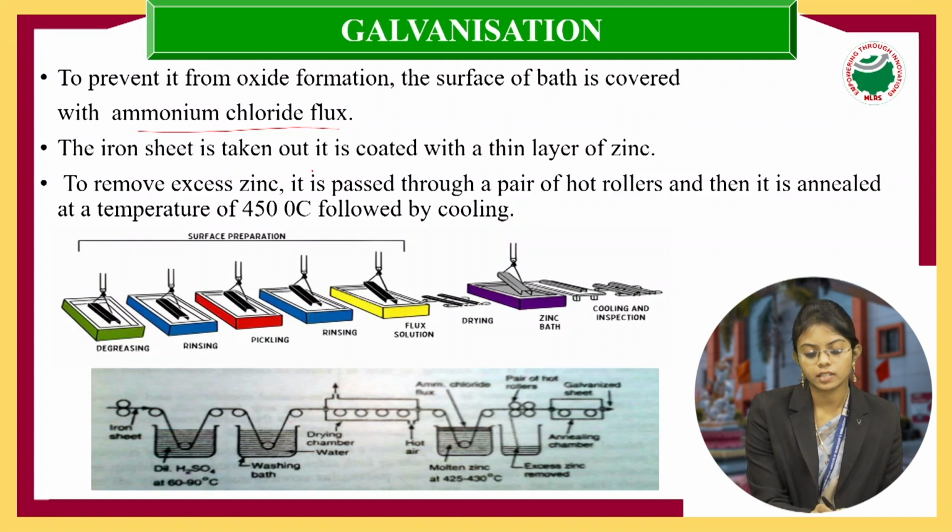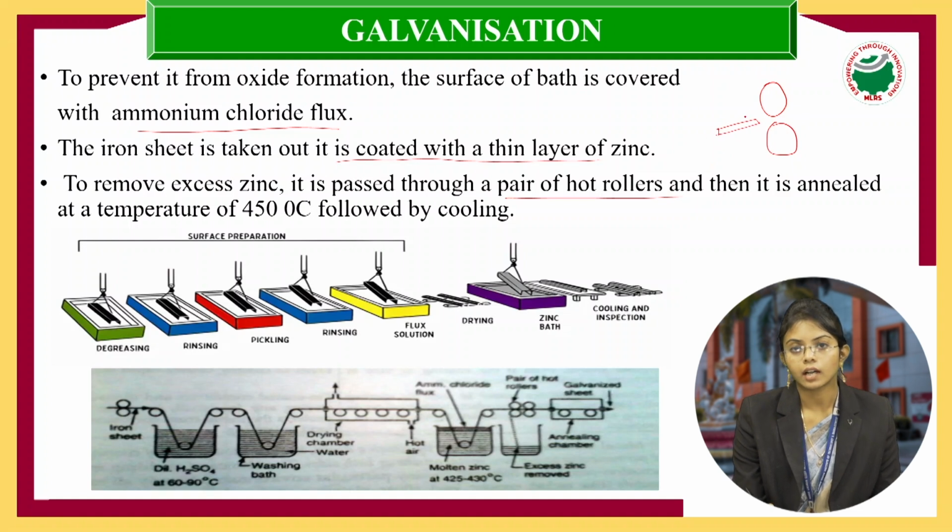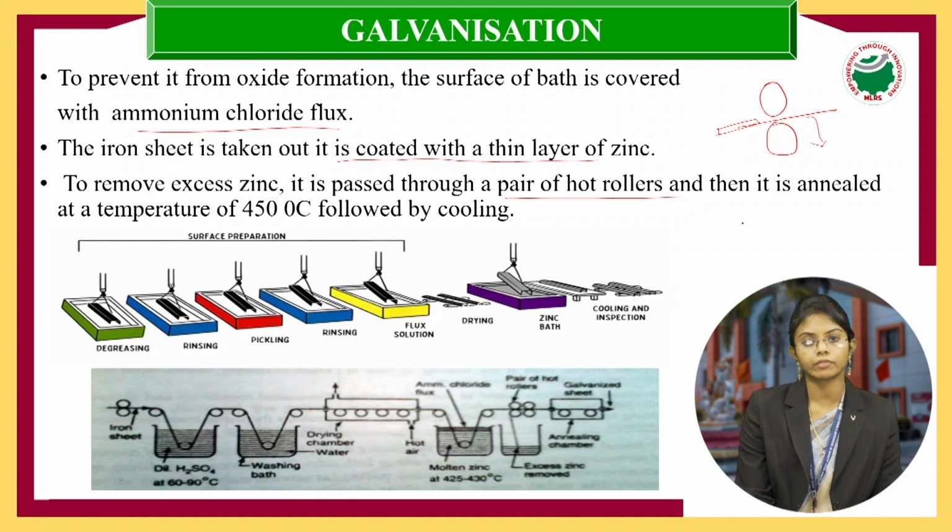Now the iron sheet is taken out and it is coated with a thin layer of zinc. To remove the excess zinc, it is passed through a pair of hot rollers. So we are going to have two hot rollers like this. Whatever iron sheet we have that is covered by zinc metal, now this sheet is going to pass through the two hot rollers so that the excess zinc metal will be squeezed out. And here we are maintaining a temperature of around 450 degrees. And next we are going to cool it.